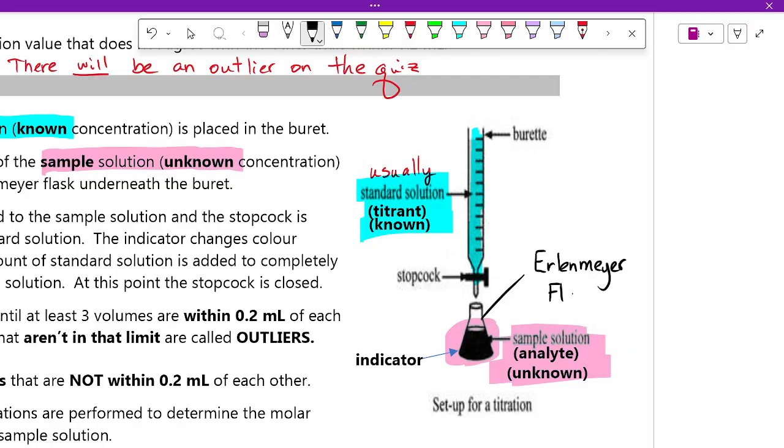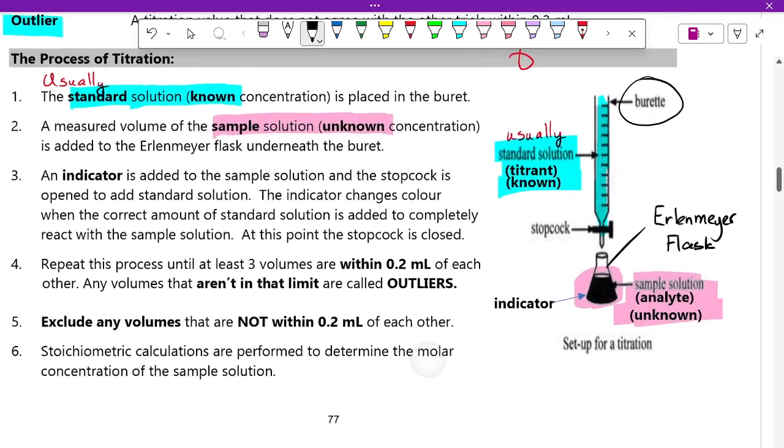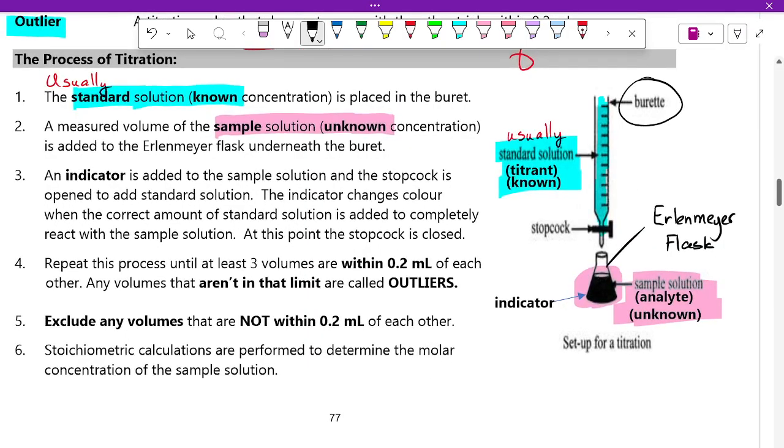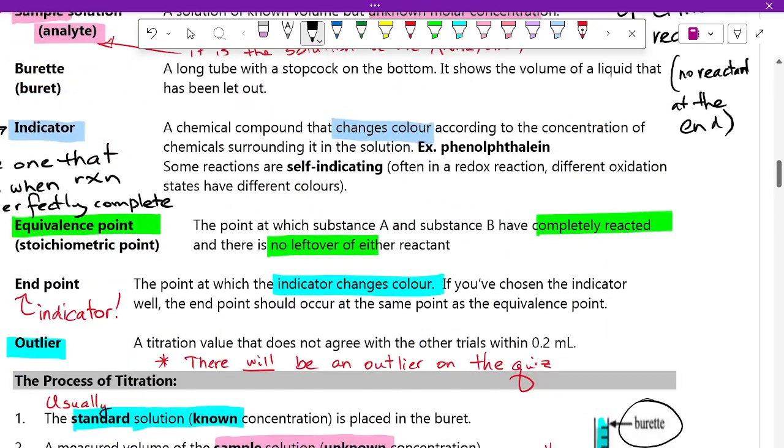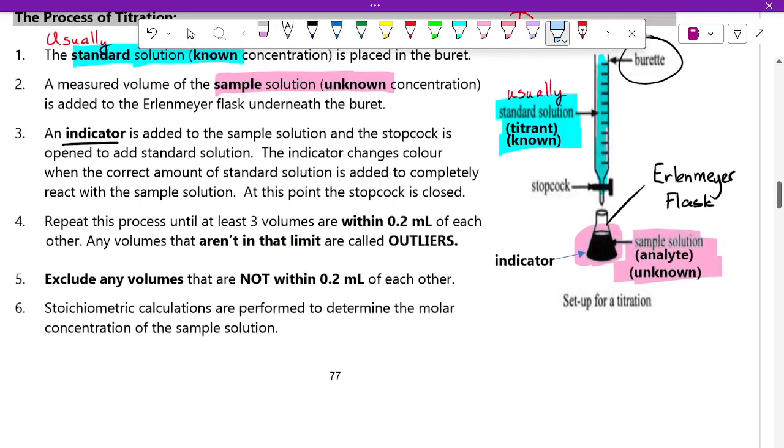Have we learned about this? Yes. Burette, Erlenmeyer flask. And we add an indicator that also goes into the flask. So our indicator also goes in the flask. And you drip, drip, drip, drip, drip until it changes color.